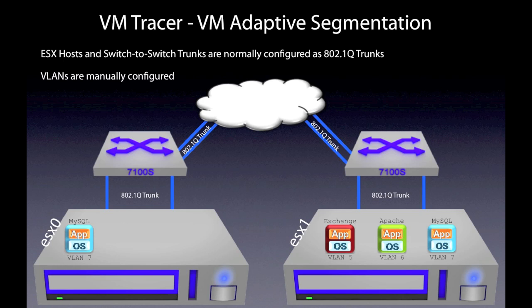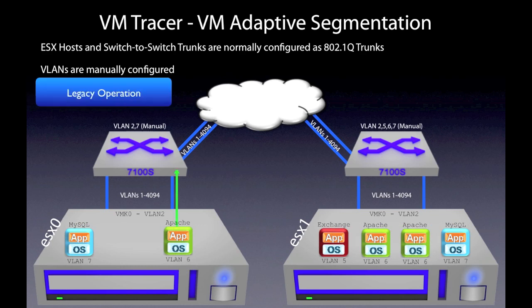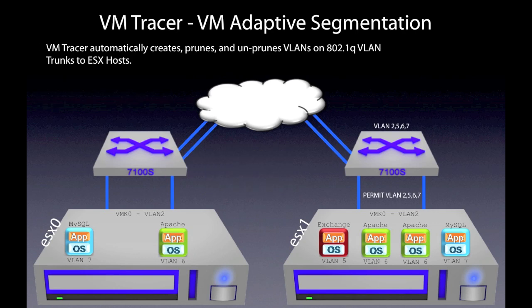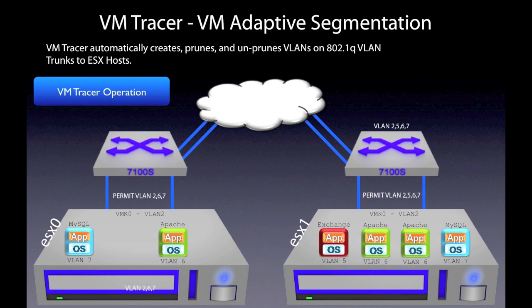In a traditional deployment, VLANs must be manually configured on the switch based on where VMs are located. When a virtual machine migrates to a different ESX host, traffic from that VM will be dropped until the appropriate VLAN is configured. With VM adaptive segmentation, EOS will dynamically add or prune VLANs from a port based on the location of the virtual machines discovered from vCenter, allowing your physical network to automatically adapt to changes in your virtual network topology.